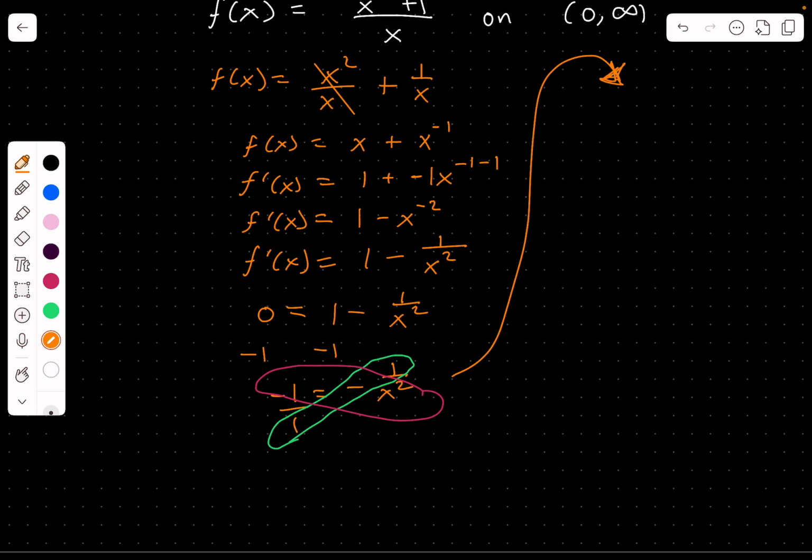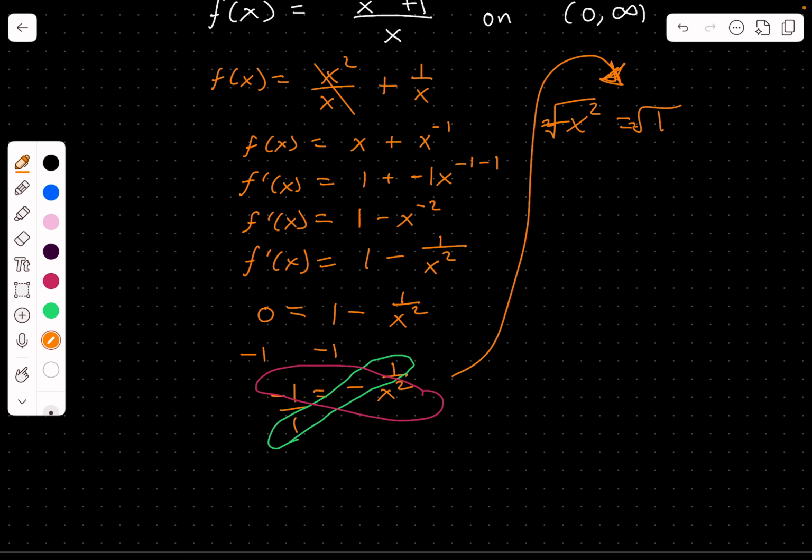Negative 1 times x. Actually, I could throw it wherever I want. So I'm going to do negative 1 times negative x squared. That's going to give me x squared, a positive x squared, equals 1 times 1 is 1. Then we can just do the square root to get rid of the 2, because remember, in every little square root, there's always a 2. It's just not written, it's implied.